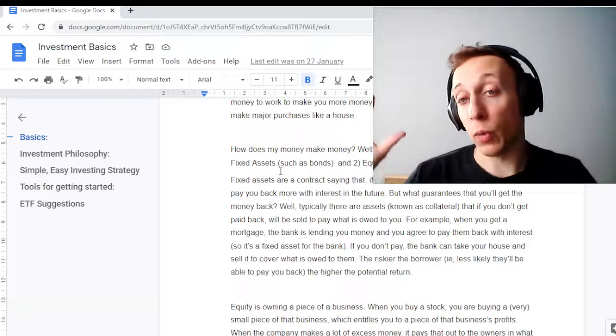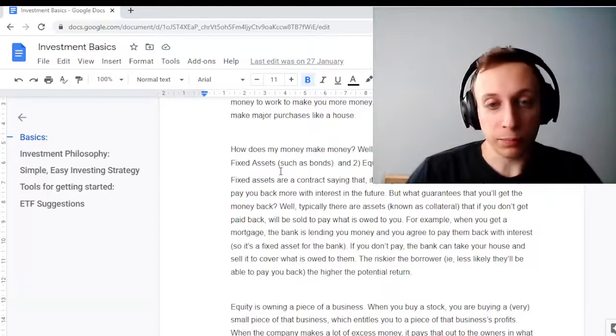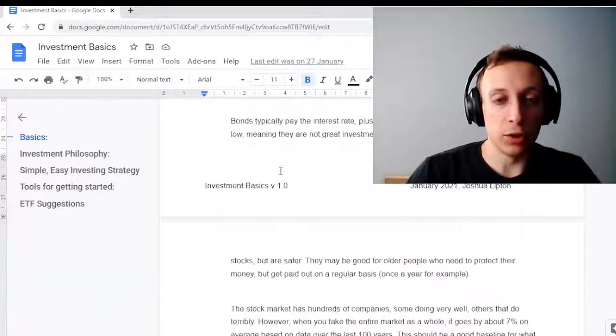Stocks, obviously, can do well or poorly based on the company. Companies do well and then they do poorly. So that's the main difference between those two.